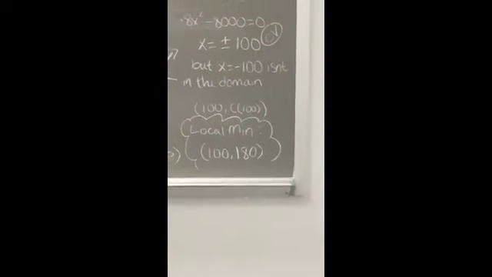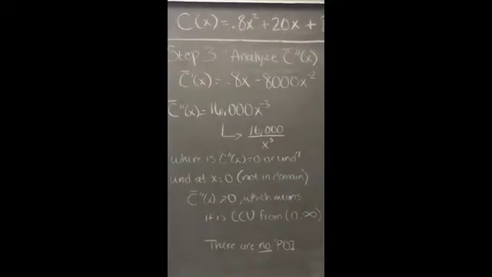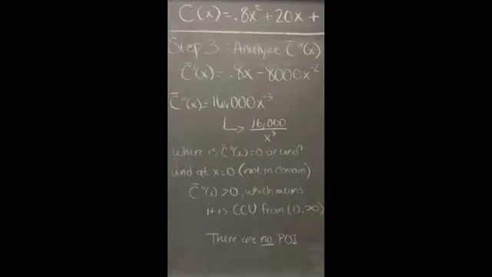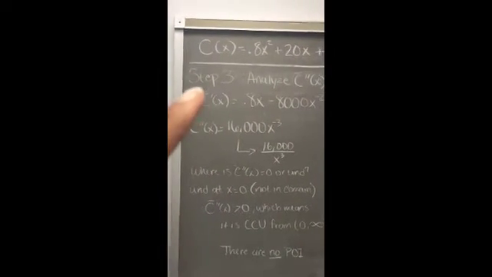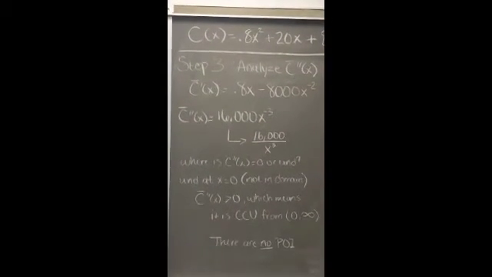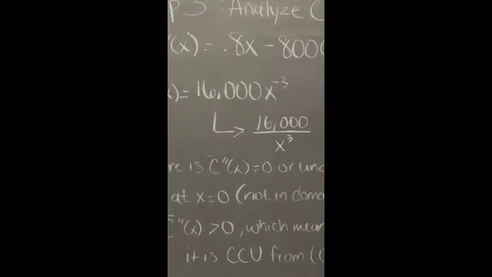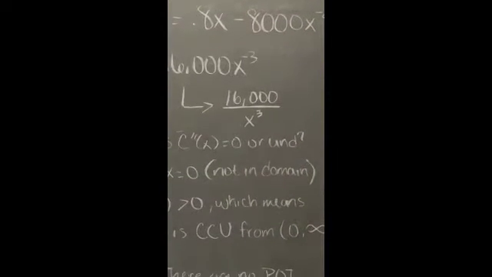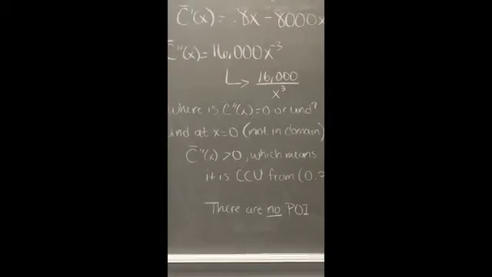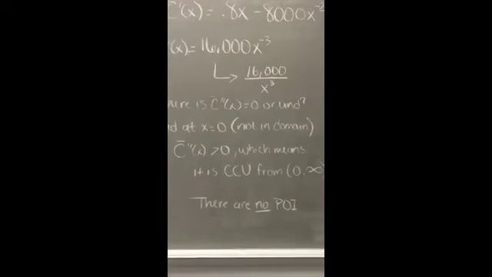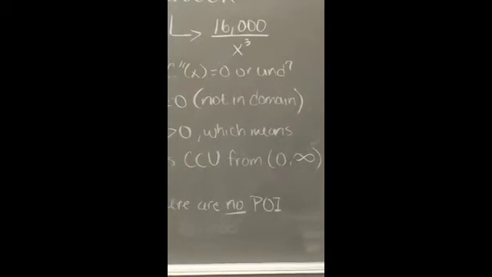Okay, for step 3, we're going to analyze c bar double prime of x. And here the equation right there, that is c bar prime of x. So you just take the derivative of that, and then you get 16,000x to the negative third, which also is 16,000 over x to the third. So where is c bar double prime of x equal to 0 or undefined? It is undefined at x equals 0, but it's not in the domain, so it doesn't really matter.